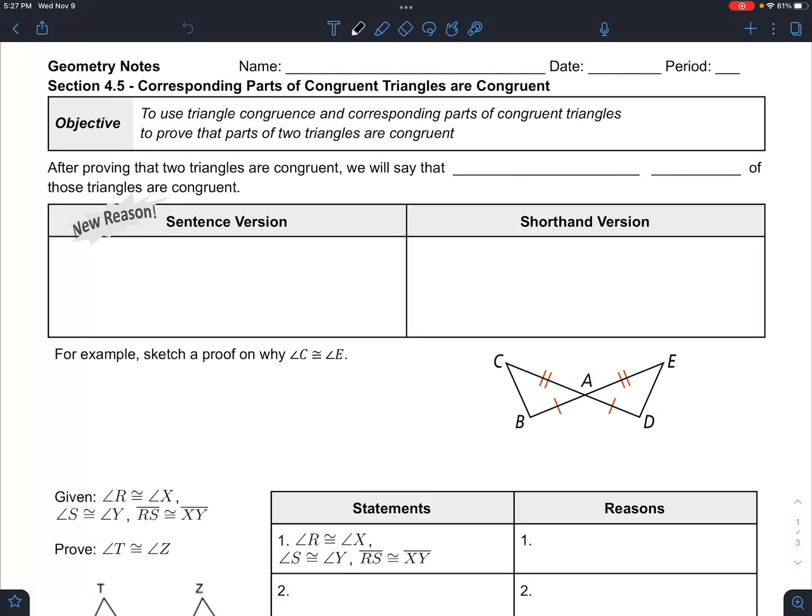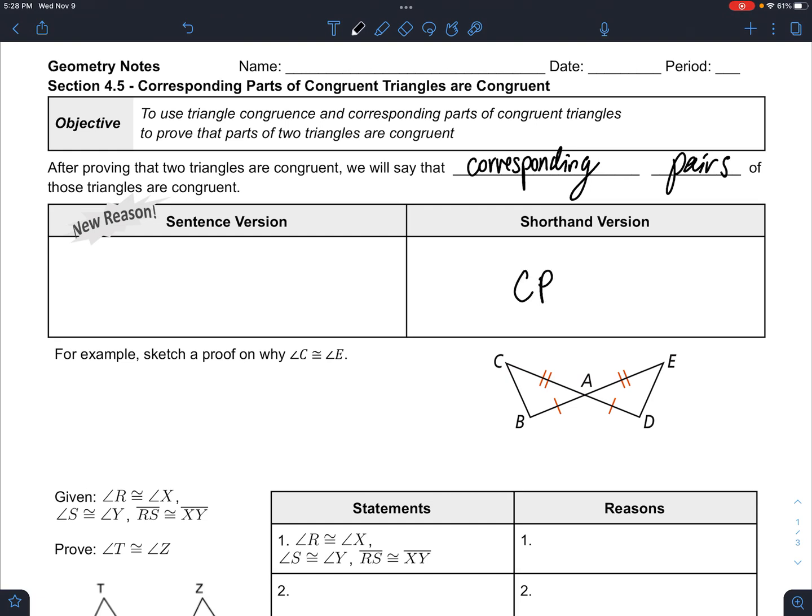Okay, so we got a mouthful today. It's the corresponding parts of congruent triangles are congruent. It's something that we can say once we know triangles are congruent. So it's all about corresponding parts. Okay? And we know what those are, like side goes with side, angles go with angles, and so forth.